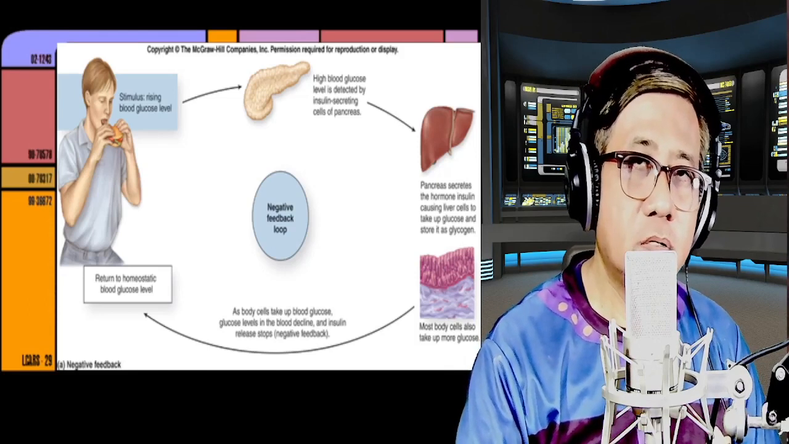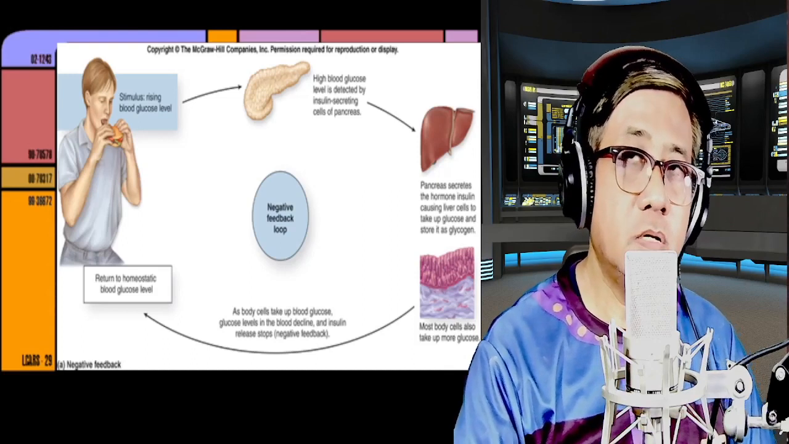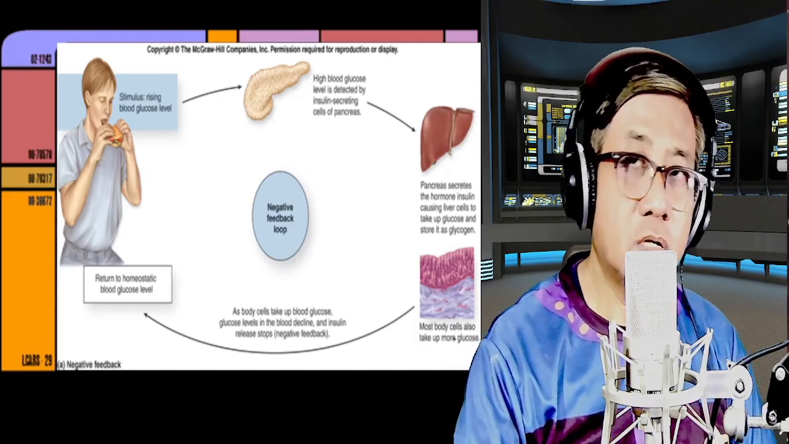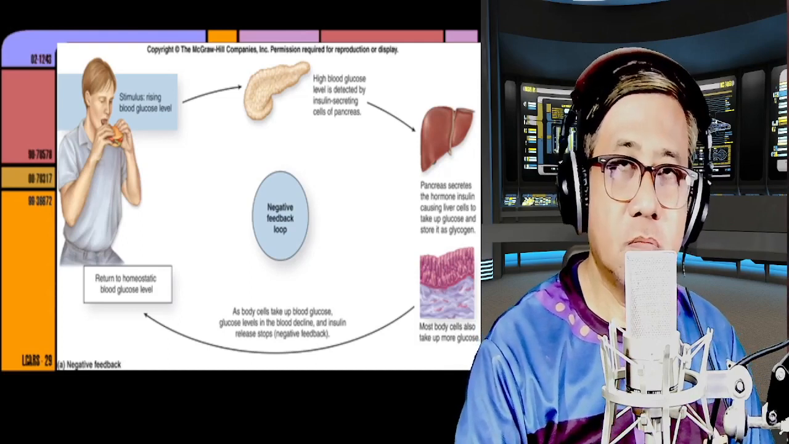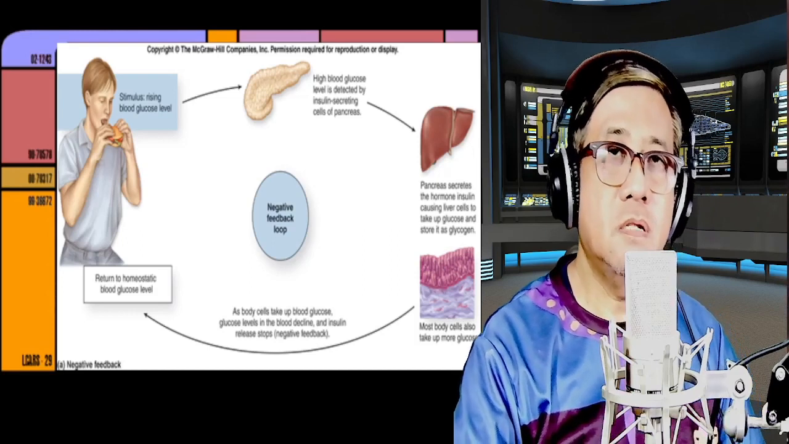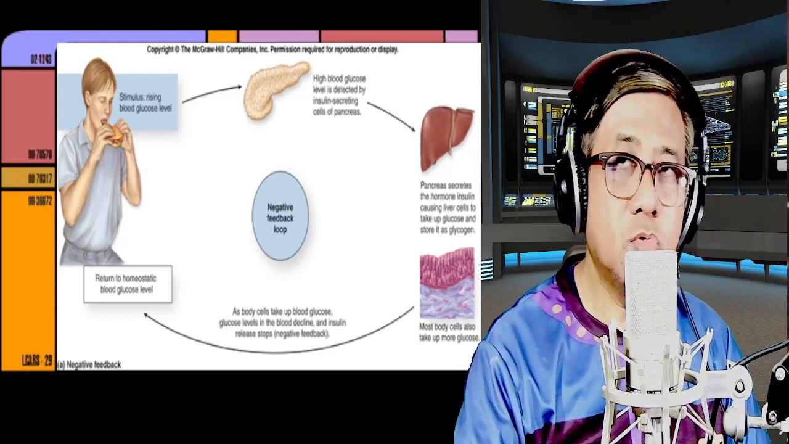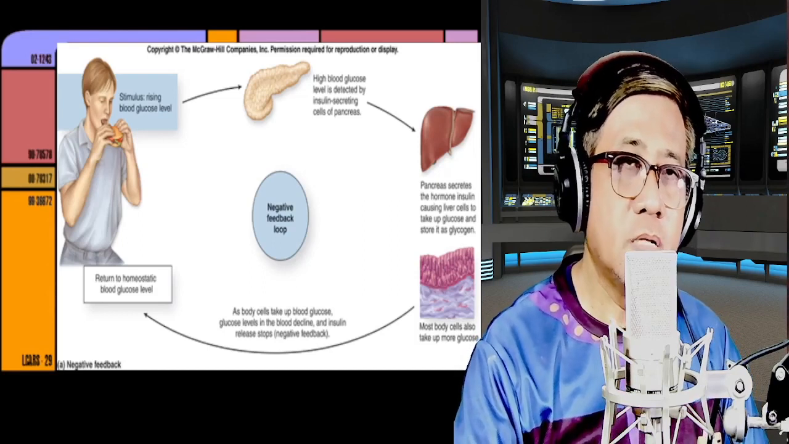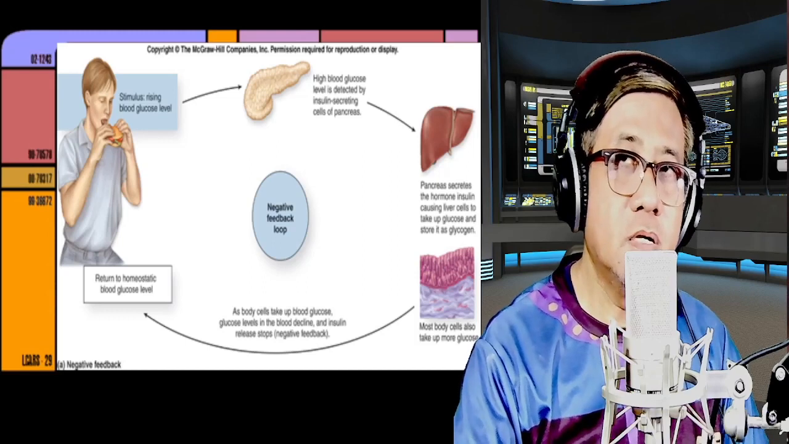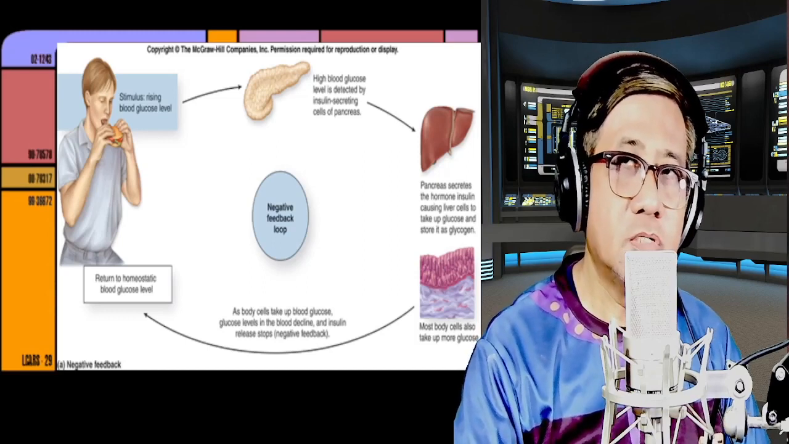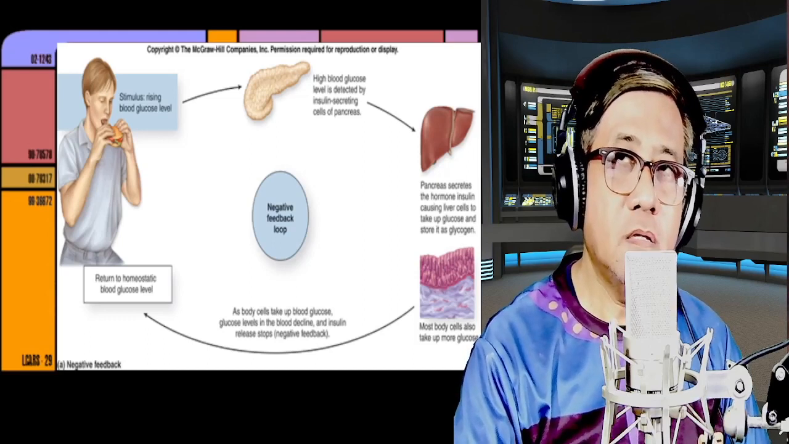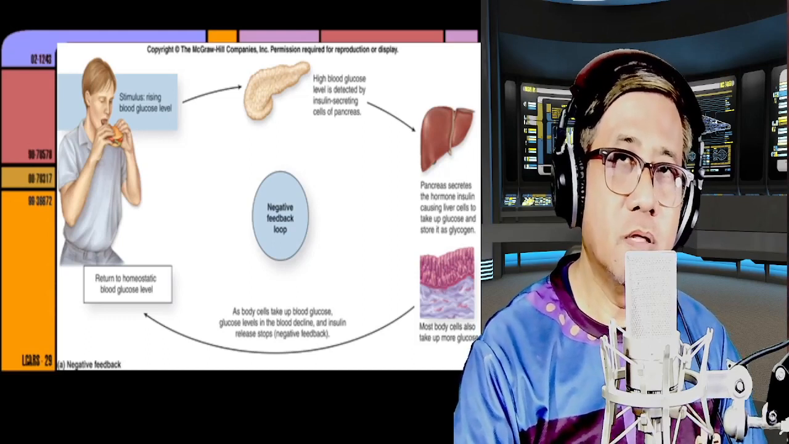So basically the pancreas will be initiated to secrete insulin. There are cells in the pancreas that produce insulin, and that insulin is delivered via the bloodstream in order to lower down or to decrease our blood sugar level and restore it to its normal set point value. So that's an example of a negative feedback loop in maintaining our blood sugar level.